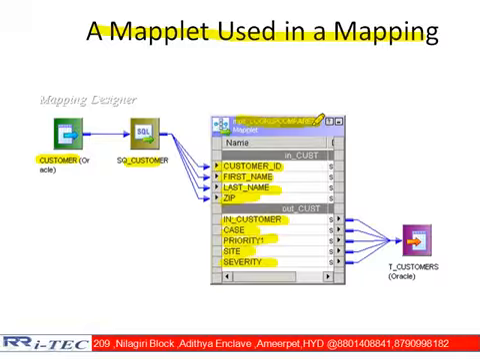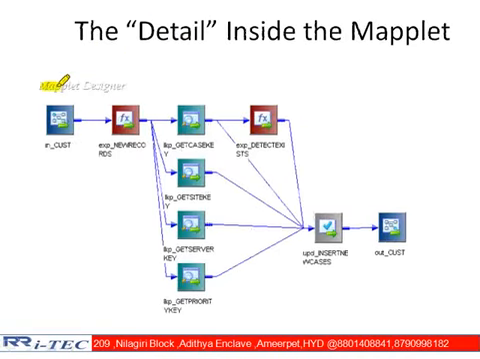Mapplet lookup compare. That means it's going to look up all this information, and we are going to pass this information to the T_customers, target_customers. See here, this is what a mapplet used inside the mapping looks like. Inside this mapplet, what is the logic? The logic you can see is this.